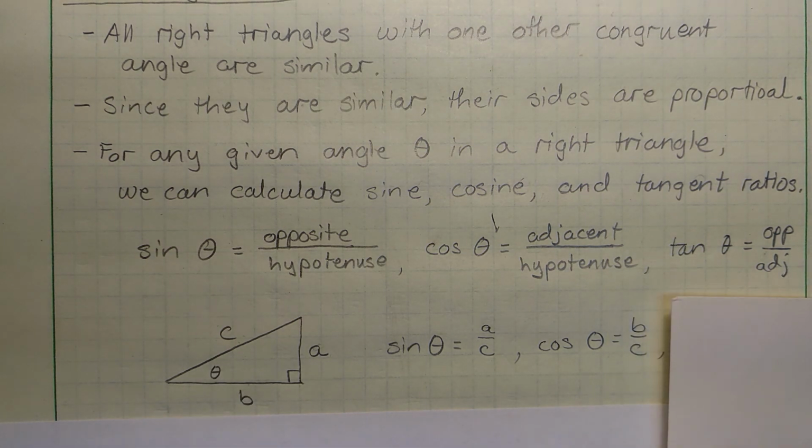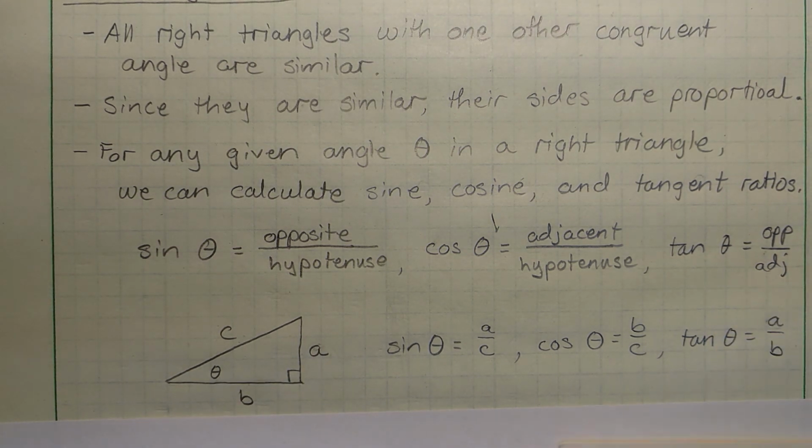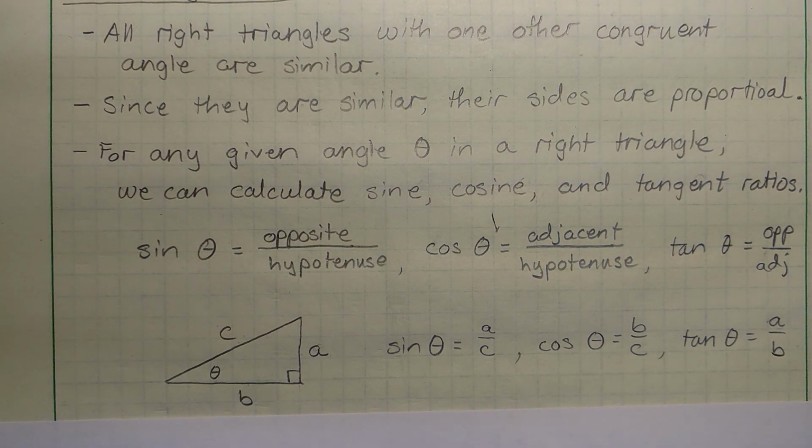Finally, for the tangent of theta, I've got the opposite side, which was A, over the adjacent B, so I have A over B.